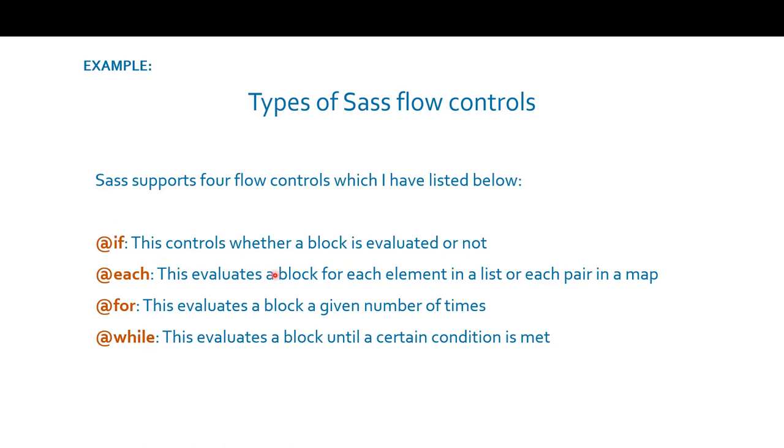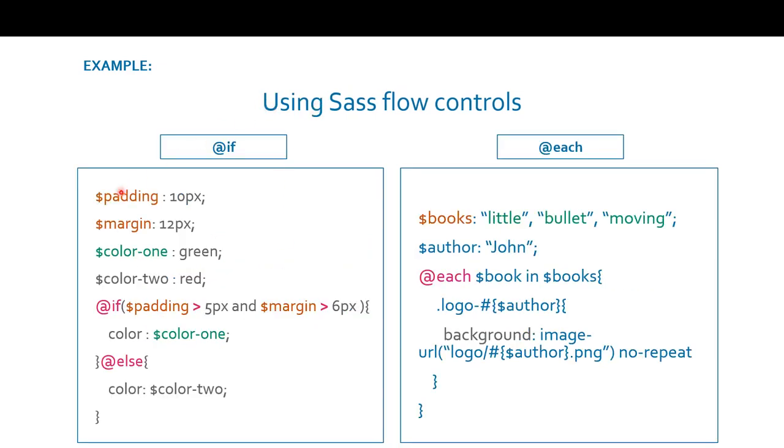So I will show you the practical aspect. I will just run through this practical aspect, but we have the practical session as well, so we'll be able to do the practice as well. This is basically how to use @if. I've declared a variable and assigned padding. We've done this before. So I have this variable padding, I have this variable margin, and then I have color 1 and color 2. So I want to check if this padding is greater than 50 and margin is greater than 6.